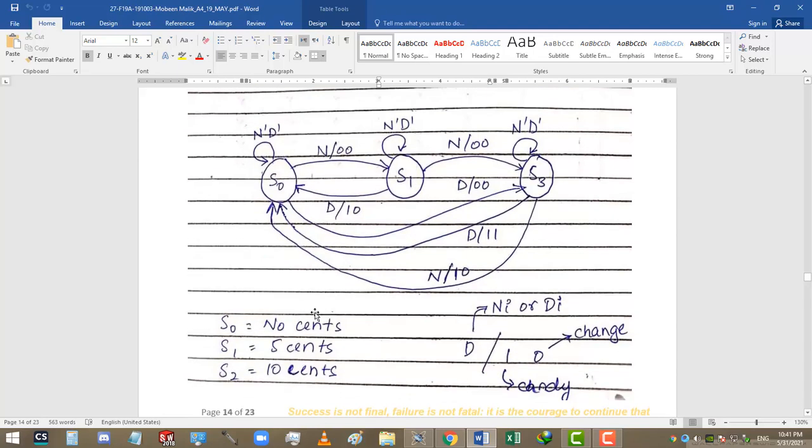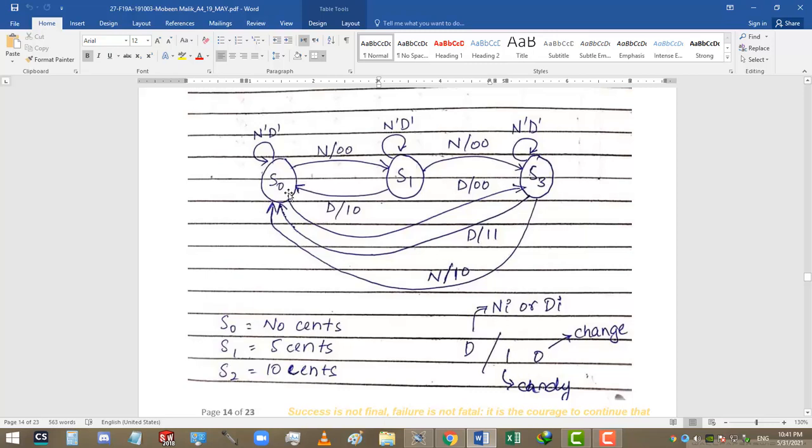Now if I explain the state diagram to you, these are the three states. These three states are defined as shown here. S0 is no cents, S1 is 5 cents, S2 is 10 cents, which means that a machine can be in any of these three states at a time. Now the outputs and the inputs have this notation. Above the hyphen, nickel and dimes are represented. This first bit represents the candy and the second represents the change.